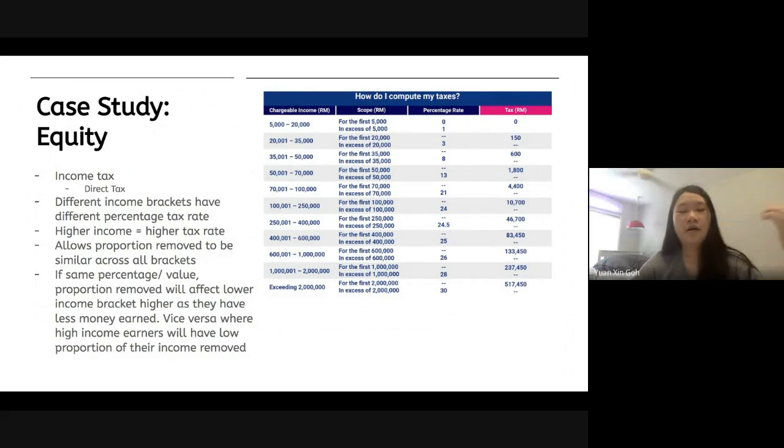An example of equity is the income tax, which is a form of direct tax. This is where different income brackets have different percentage tax rates, and a higher income has a higher tax rate. So it allows the proportion removed to be similar across all the brackets. If the same percent or value was removed from each income bracket, obviously it would affect the lower income bracket more than the higher income brackets, because the percentage removed would be much smaller in monetary value for the higher income earners.